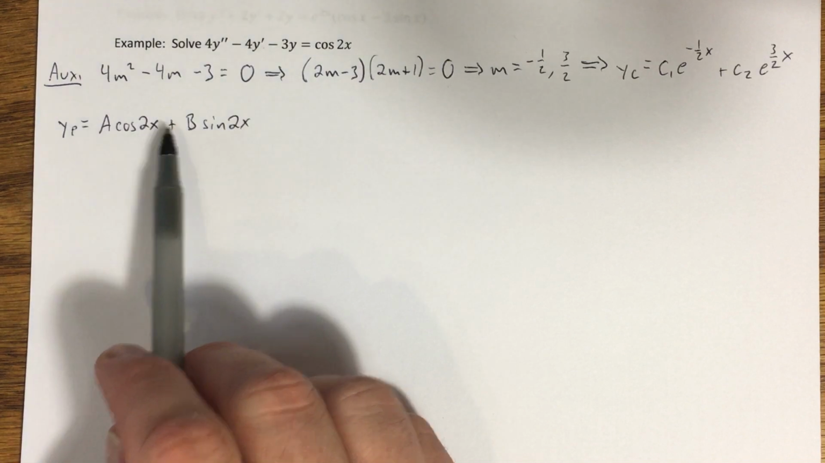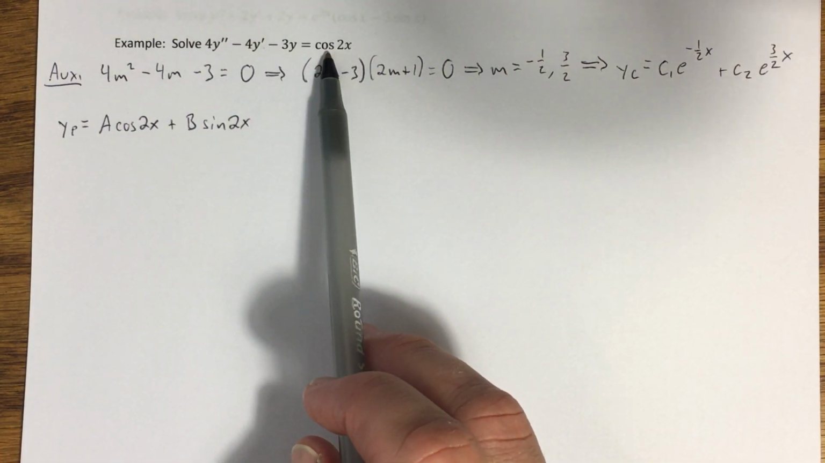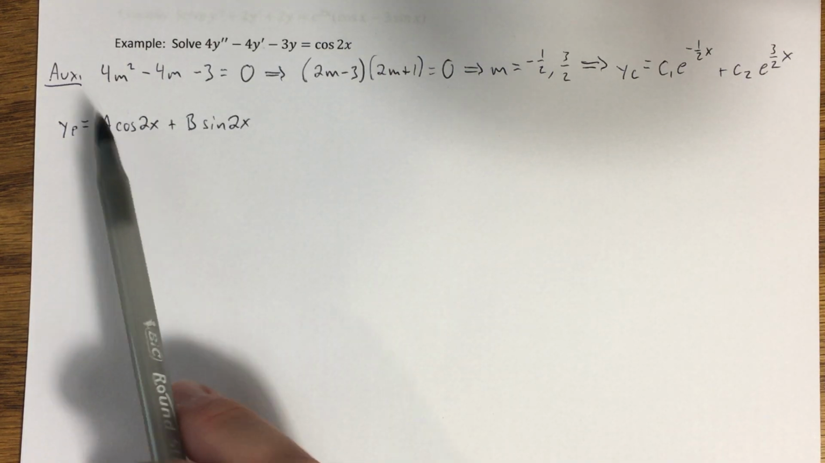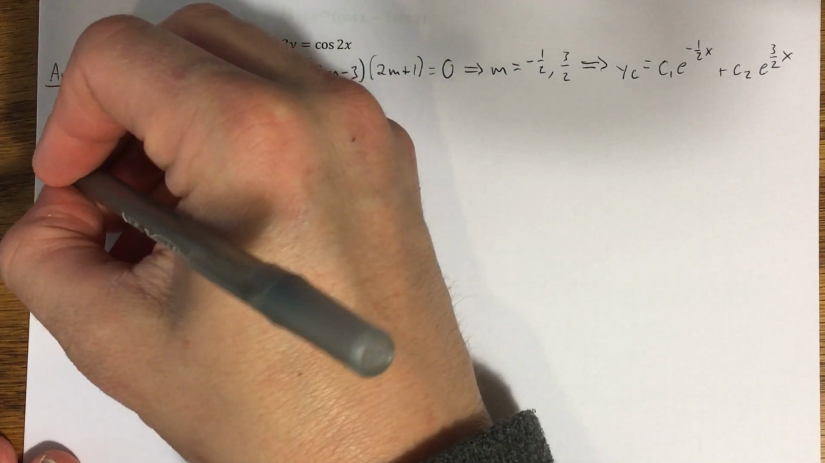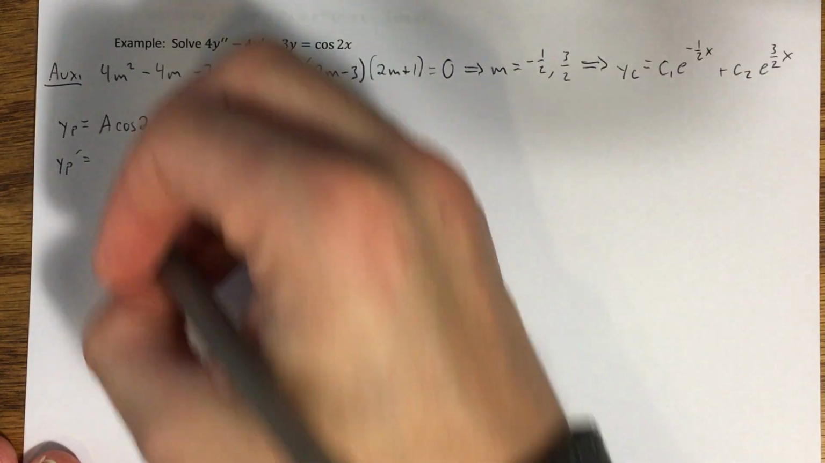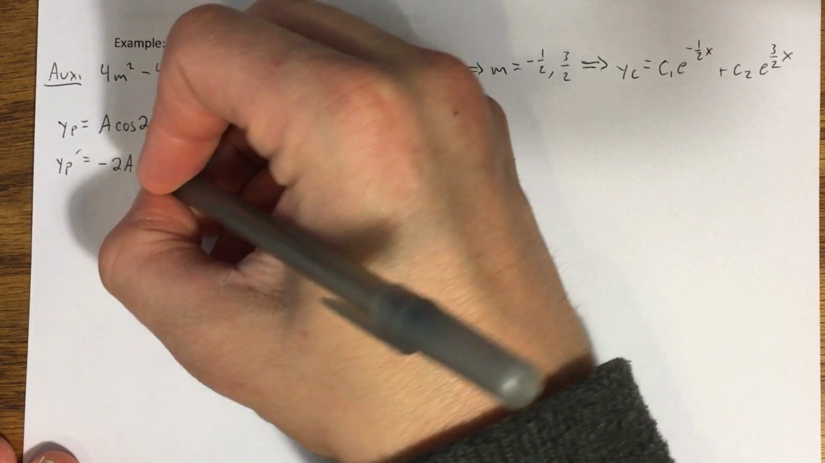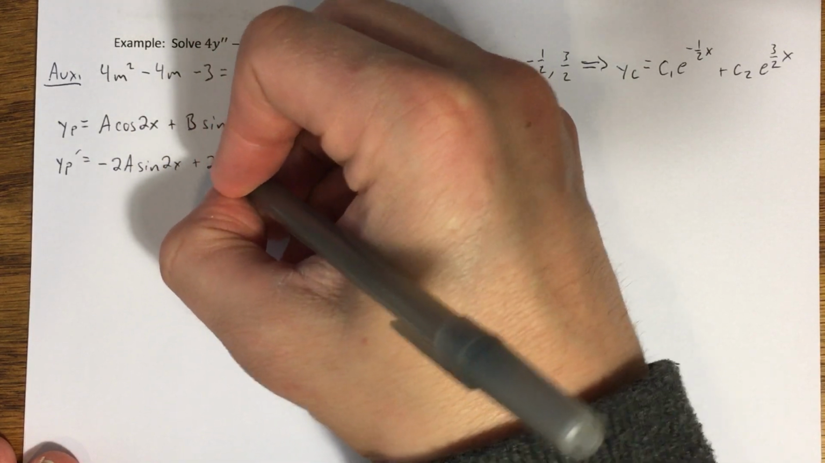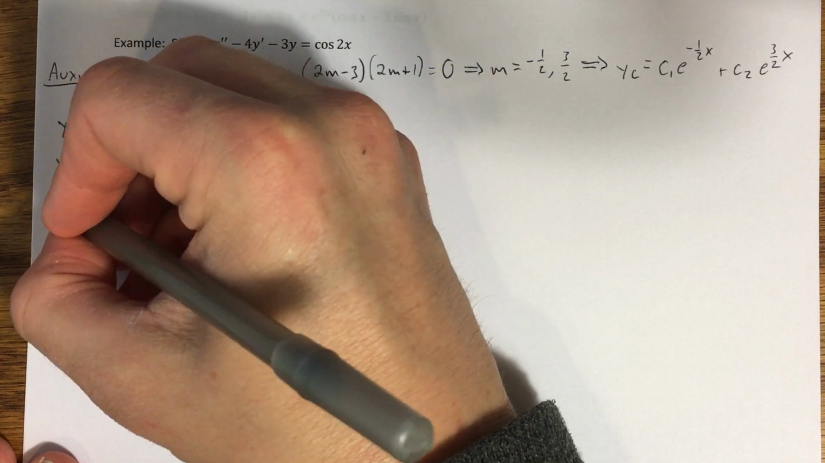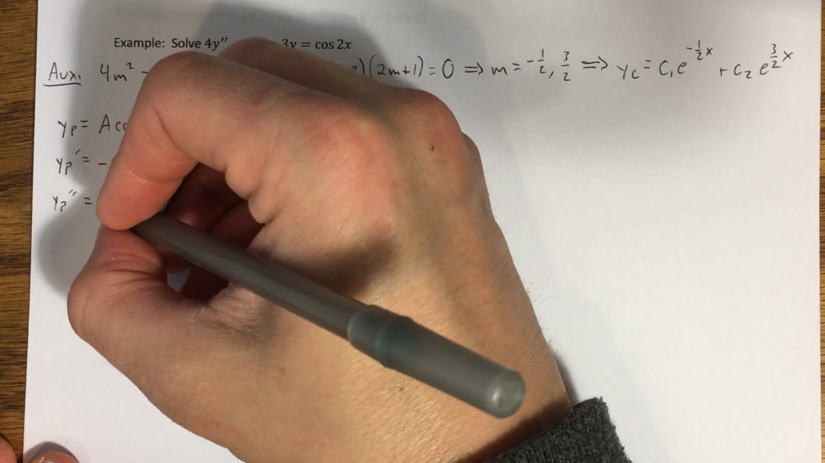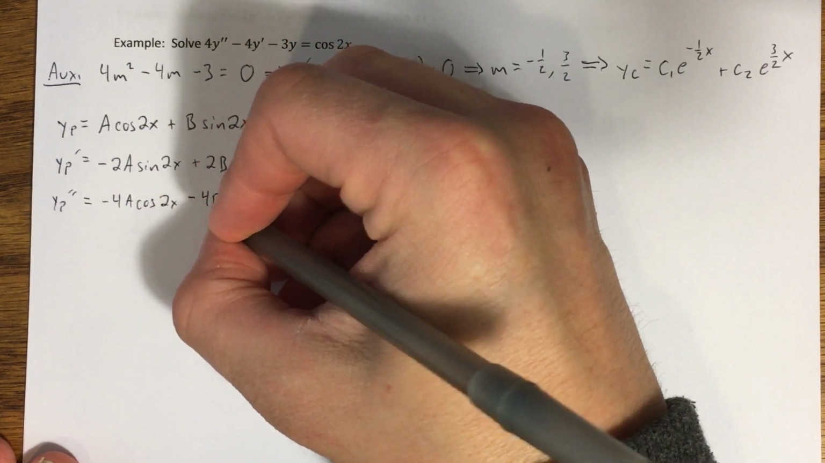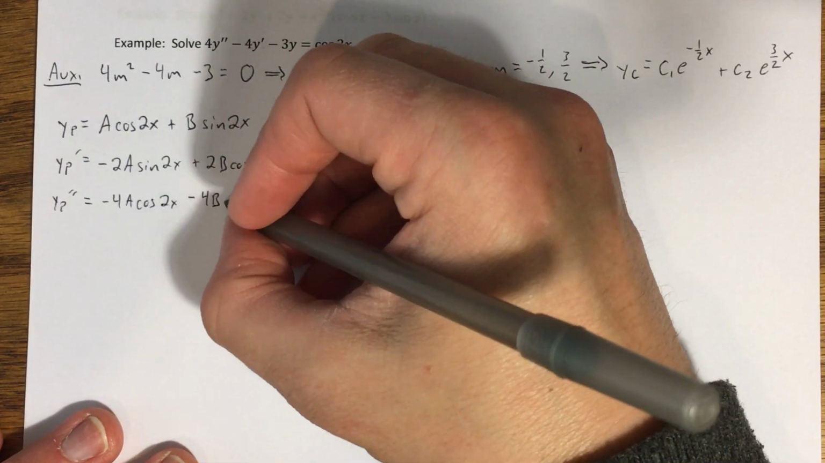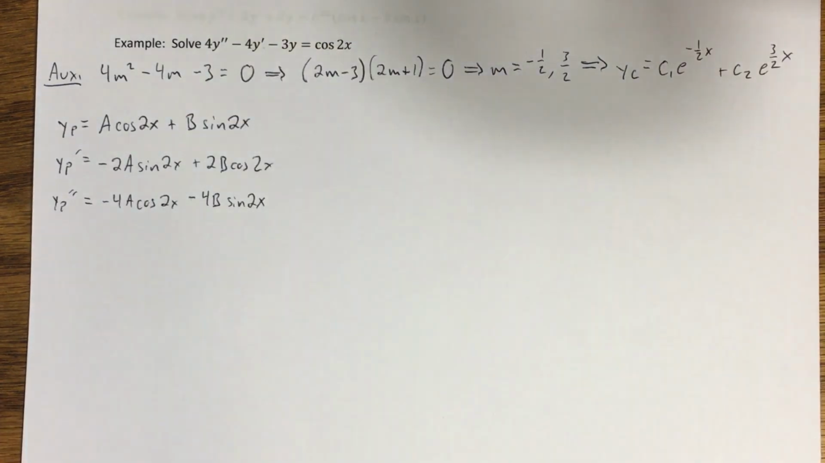Okay, we have to remember to do that. So anytime we're dealing with a sine or a cosine in our g of x, the particular solution will include both of those, cosine and sine of the same argument, 2x in this case. It's a second order equation, so I need yp prime and yp double prime. This is going to be negative 2a sine of 2x plus 2b cosine of 2x. This yp double prime is going to be negative 4a cosine of 2x minus 4b sine of 2x.